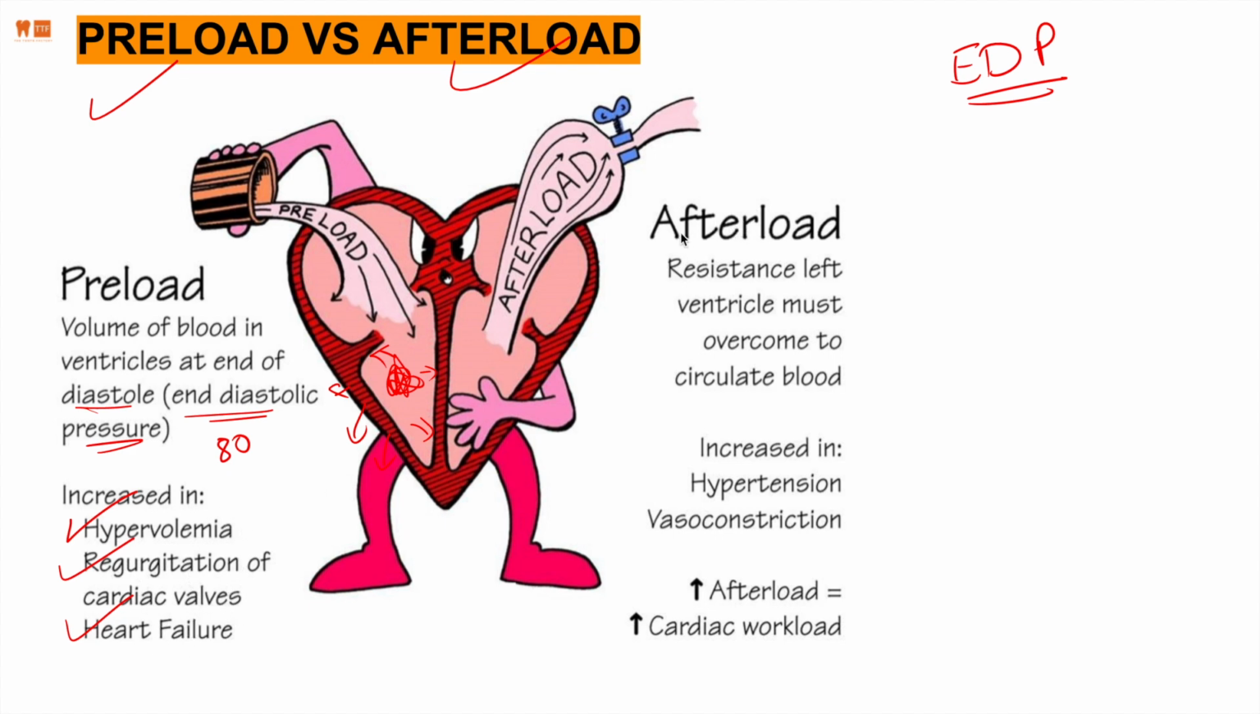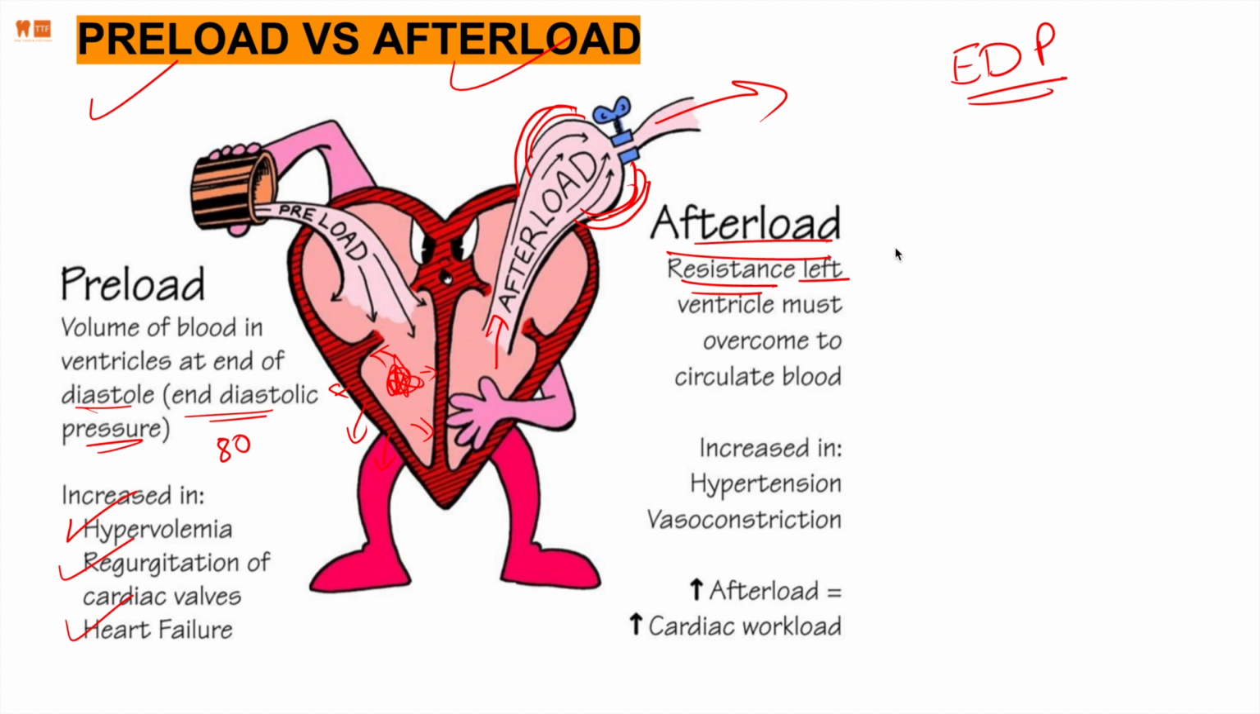But thankfully, we have afterload for it. It's the resistance the left ventricle must overcome to circulate blood. What does that sentence mean? Basically, all of this ventricle that is filled with blood, that is trying to pump it out all the way through the aorta and out towards the body, well, that has a resistance, right? Cardiac muscles have a limitation. They can only expand so much, they can only contract so much. So to let go of all that blood, the bulge that is created in the arteries, in the ventricles, in the aorta, is the afterload.